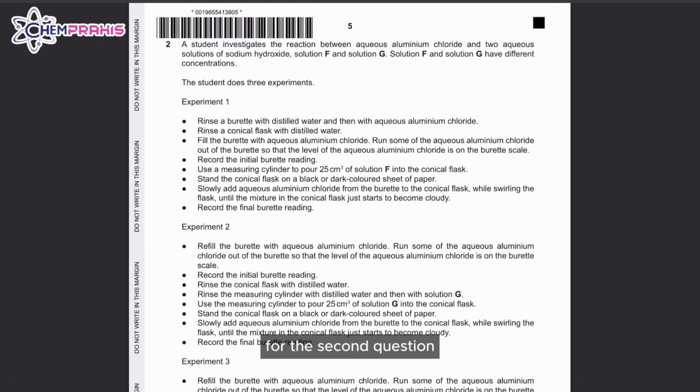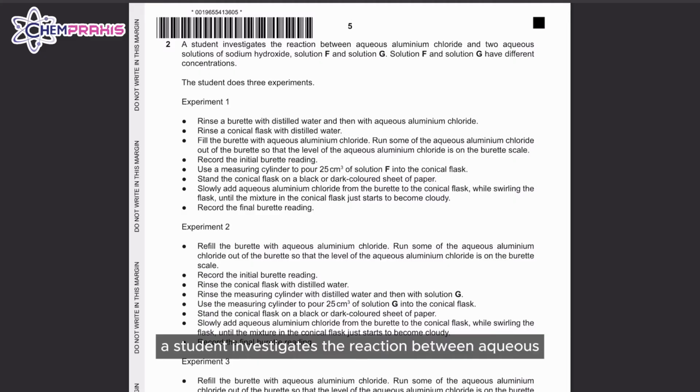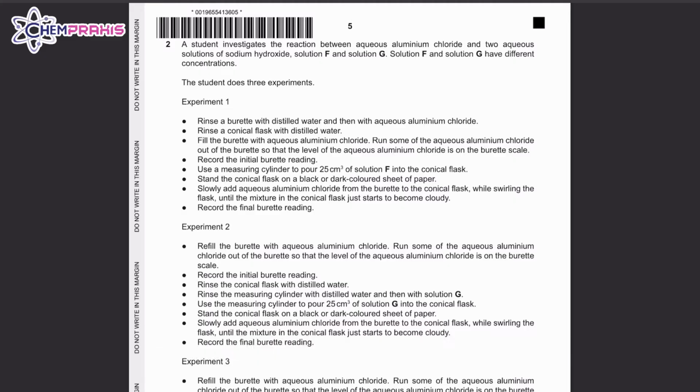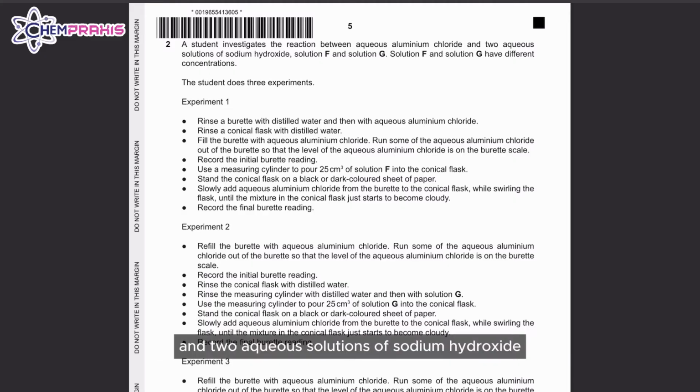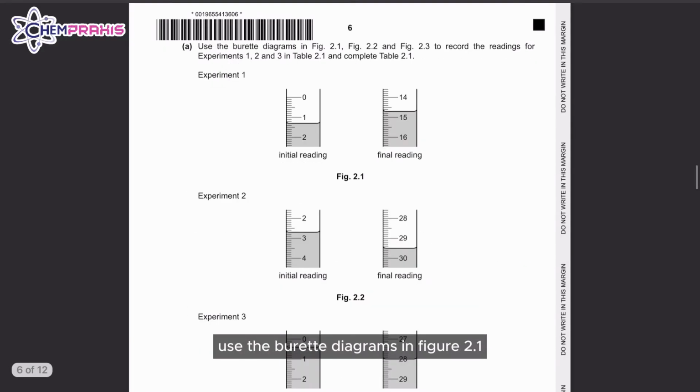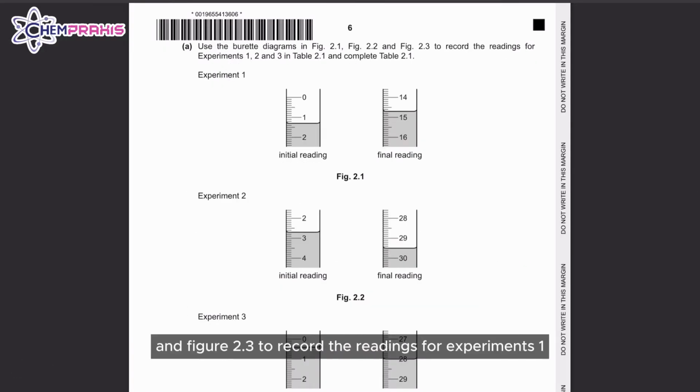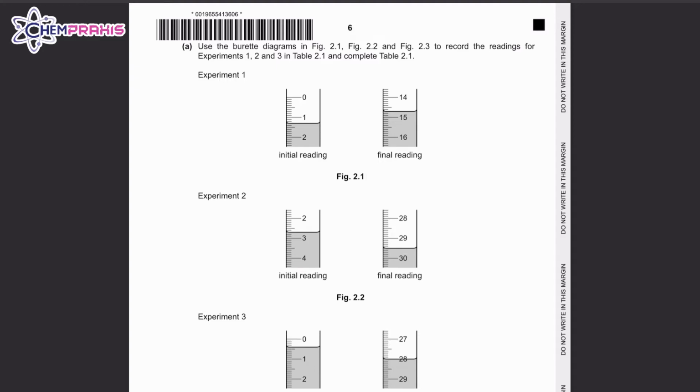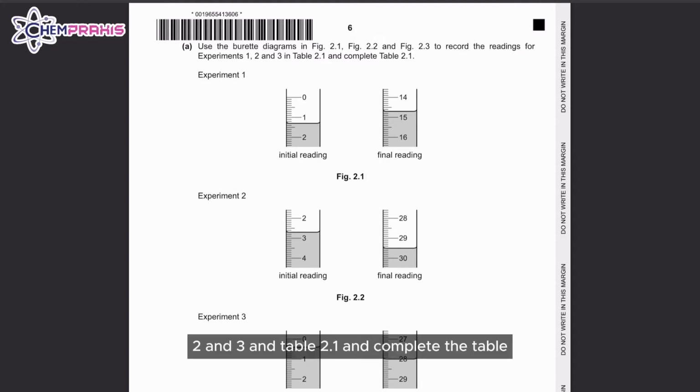For the second question, a student investigates the reaction between aqueous aluminum chloride and two aqueous solutions of sodium hydroxide, solution F and solution G. Solution F and solution G have different concentrations. The student does 3 experiments. Use the burette diagrams in Figure 2.1, Figure 2.2, and Figure 2.3 to record the readings for experiments 1, 2, and 3 in Table 2.1 and complete the table.